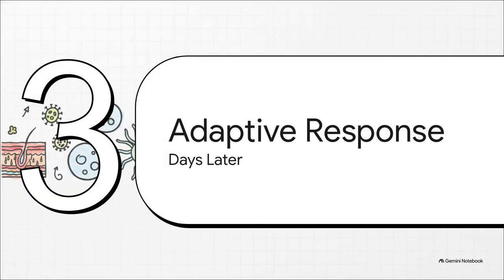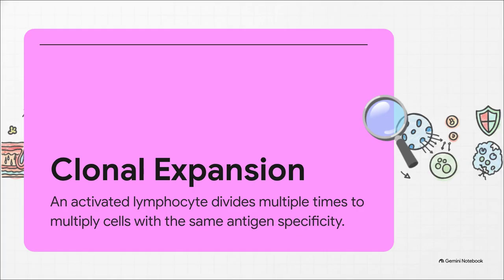Which takes us away from the infection site and over into the lymph nodes for section 3, days later, adaptive immunity emerges. Now, to understand exactly why this next phase takes several days to ramp up, we really have to look at something called clonal expansion. Think of it like a biological printing press. A single activated lymphocyte divides multiple times to create a massive army of effector cells, and they all have the exact same target specificity. You see, the precise, naive T cells and B cells that are perfectly tailored to fight this exact microbe, they are incredibly rare. They need time to be found, activated, and then physically multiply.